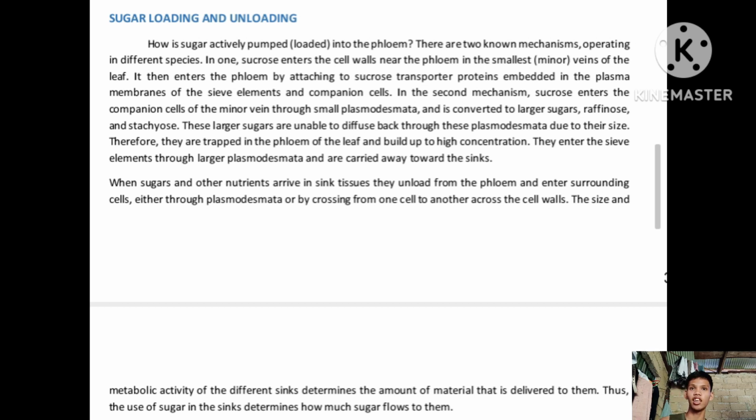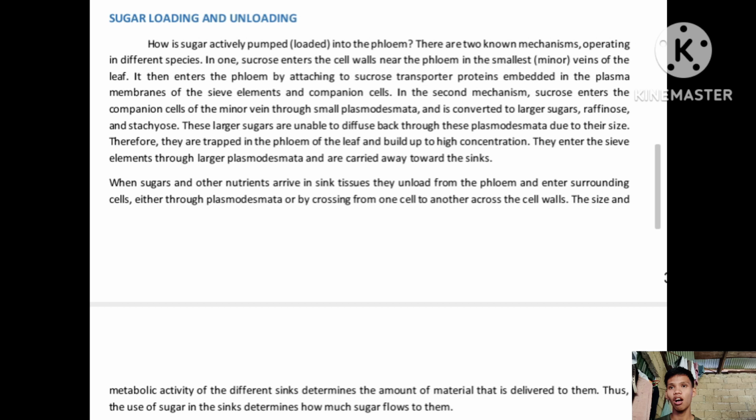In the second mechanism, sucrose enters the companion cells of the minor vein through small plasmodesmata, and it is converted to larger sugars, raffinose and stachyose. These larger sugars are unable to diffuse back through these plasmodesmata due to their size. Therefore, they are trapped in the phloem of the leaf and build up to a higher concentration. They enter the sieve elements through larger plasmodesmata and are carried away toward the sinks.